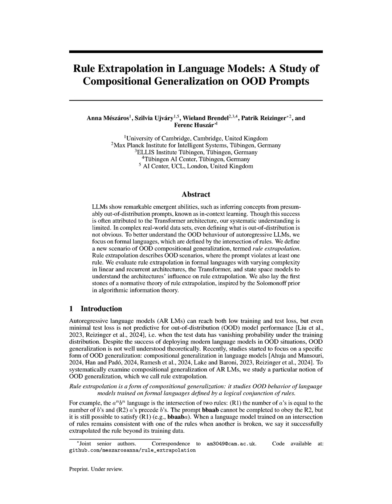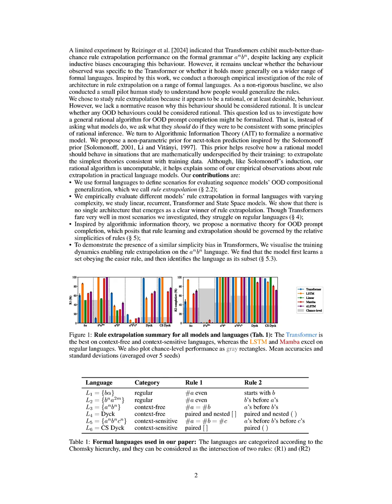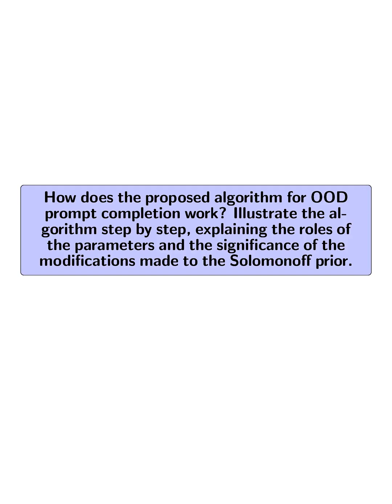This method provides a systematic way to assess the compositional generalization capabilities of language models, thereby contributing to a better understanding of their OOD behavior and performance. Ultimately, it seeks to formalize a normative approach to how models should learn and extrapolate rules, guided by principles of rational inference. How does the proposed algorithm for OOD prompt completion work?